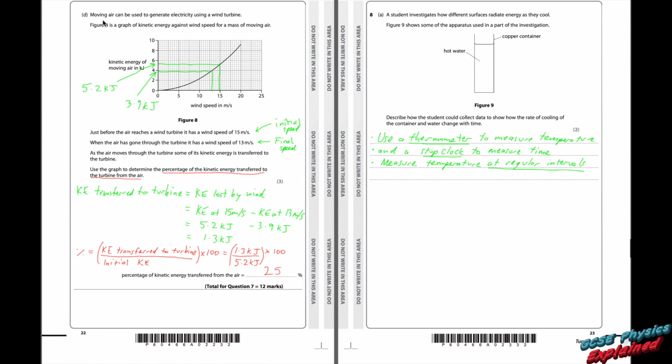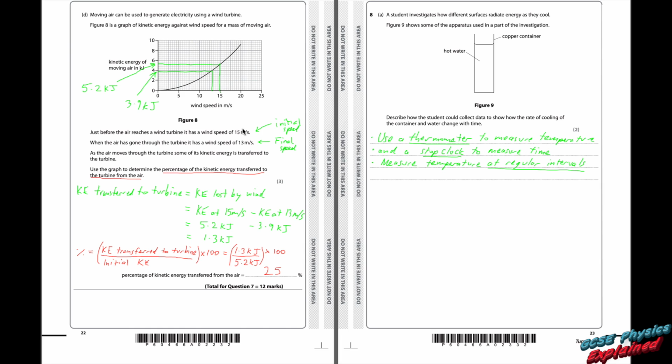Part D. Moving air can be used to generate electricity using a wind turbine. Figure 8 is a graph of kinetic energy against wind speed for a mass of moving air. Just before the air reaches a wind turbine, it has a wind speed of 15 meters per second. When the air has gone through the turbine, it has a wind speed of 13 meters per second. As the air moves through the turbine, some of its kinetic energy is transferred to the turbine.